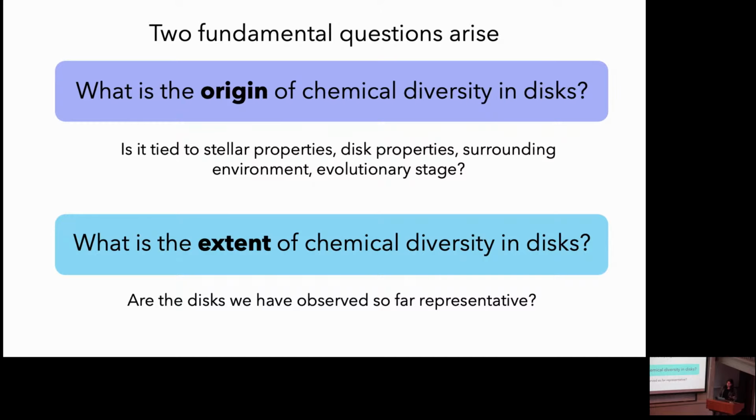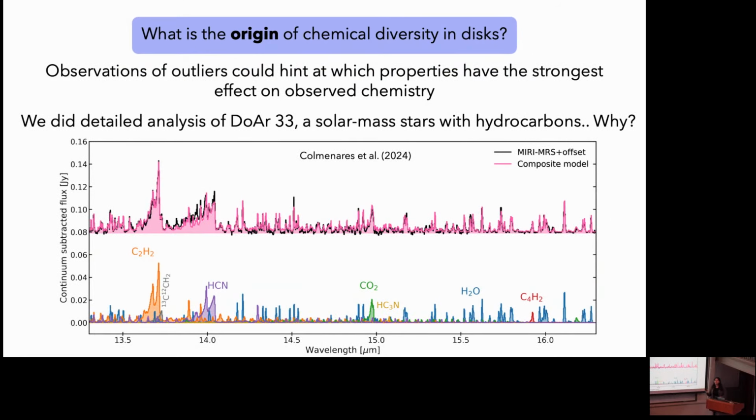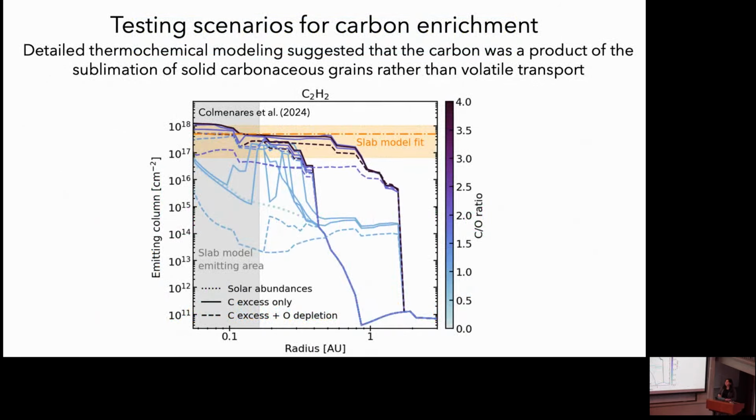For the question regarding origin, it's at first difficult to answer if you don't have a large enough sample size. So what we instead did is look at the outliers. One of those is the spectrum that I showed you earlier of a solar mass star that had very strong hydrocarbons. The idea is that by looking at what could be special about the source in terms of physical parameters, we can tell why it's so rich in carbon. So we did thermochemical modeling, testing different scenarios for why it was carbon enriched. And we reached the conclusion that it's likely because of sublimation of carbon grains.